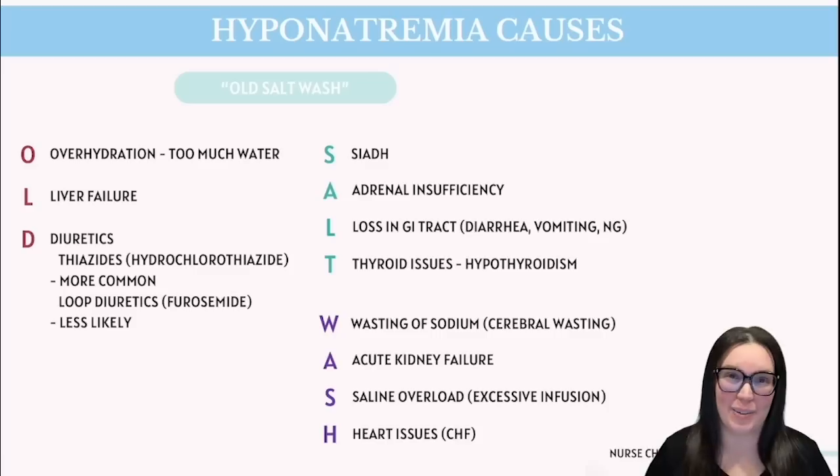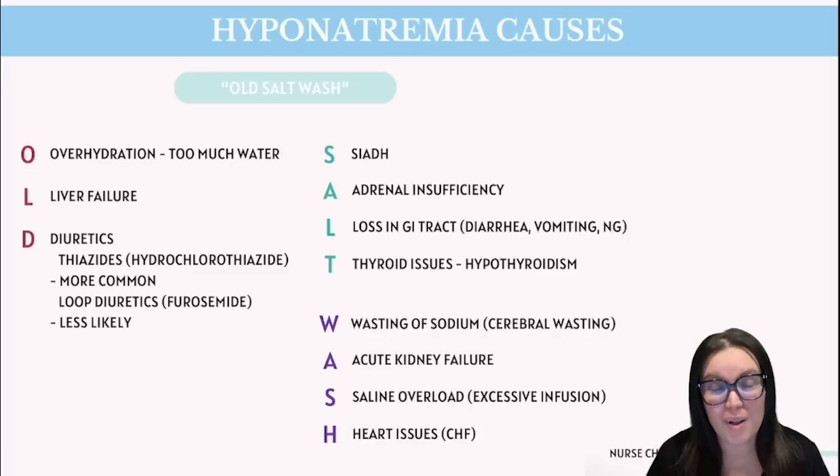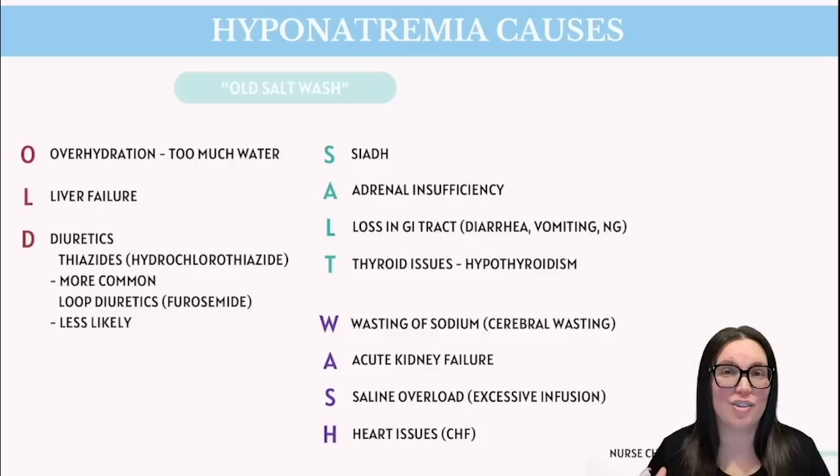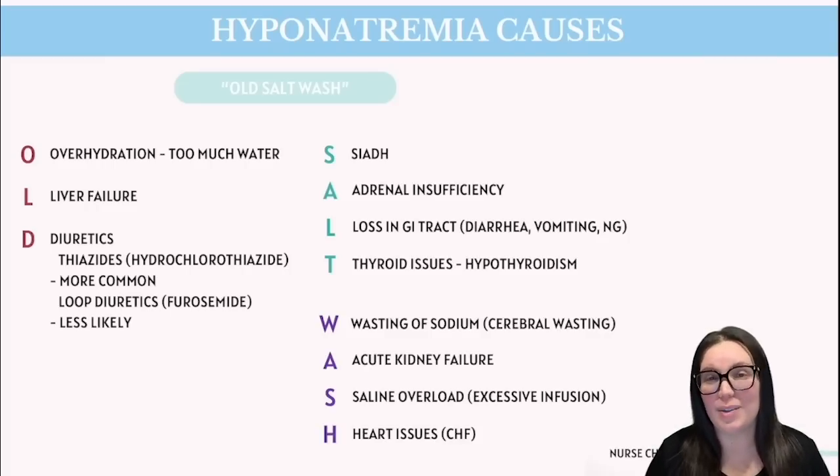And then A stands for adrenal insufficiency, where your body doesn't produce enough aldosterone, which is a hormone that is crucial when it comes to retaining sodium. This means that you're going to lose sodium through your urine, which drops your sodium levels too low. And then we have L, which stands for loss in the gastrointestinal tract. So this condition, like we talked about before with diarrhea, vomiting, and NG suctioning, is going to ultimately lead to a decrease in sodium.